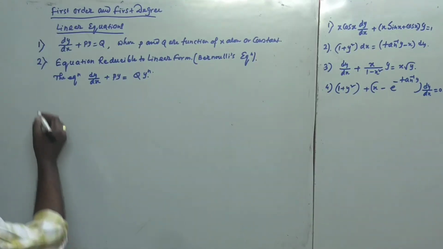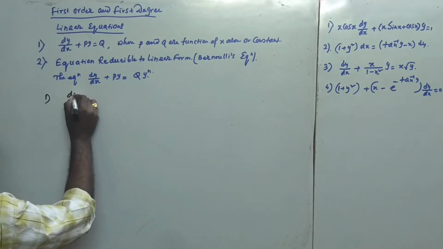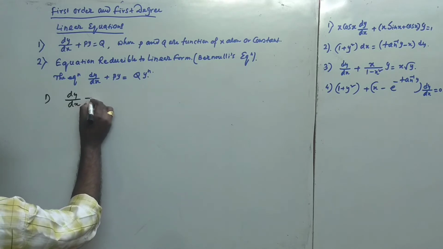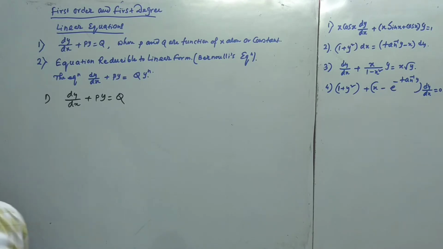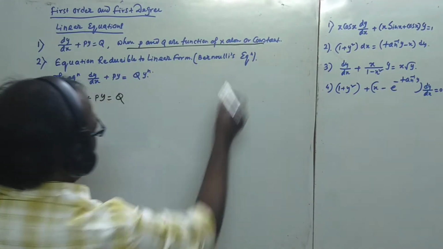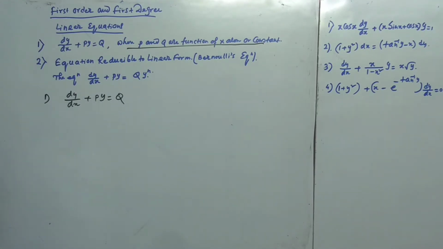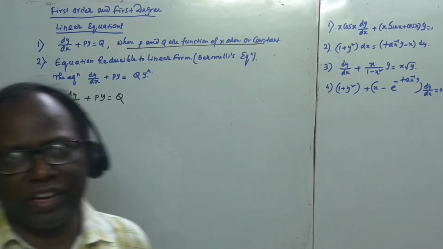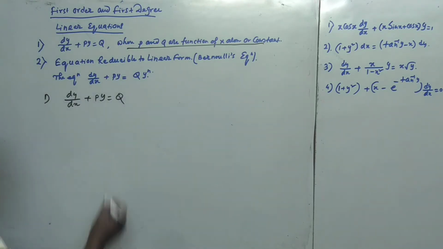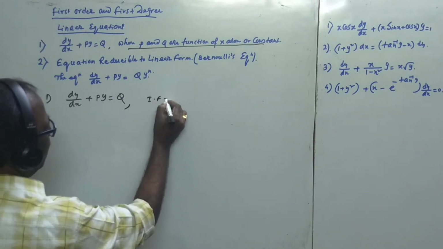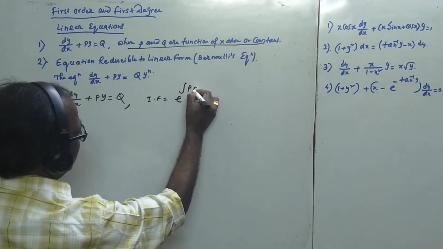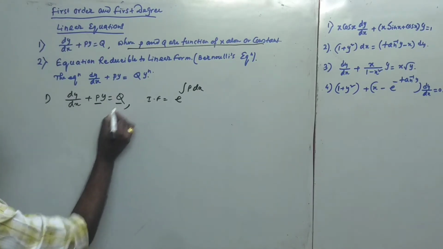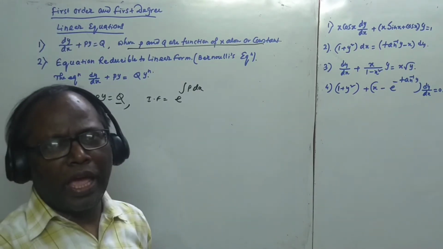Number one here. This is the normal linear differential equation: dy/dx + Py = Q, where P and Q are functions of x or constants. First of all we have to find the integrating factor. What is the integrating factor? The I.F. is e to the power integral P dx.